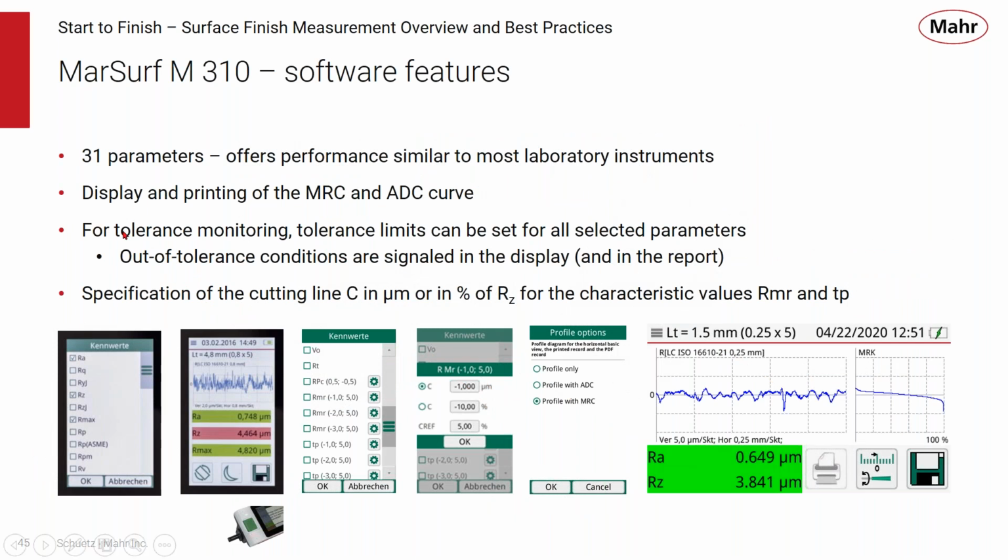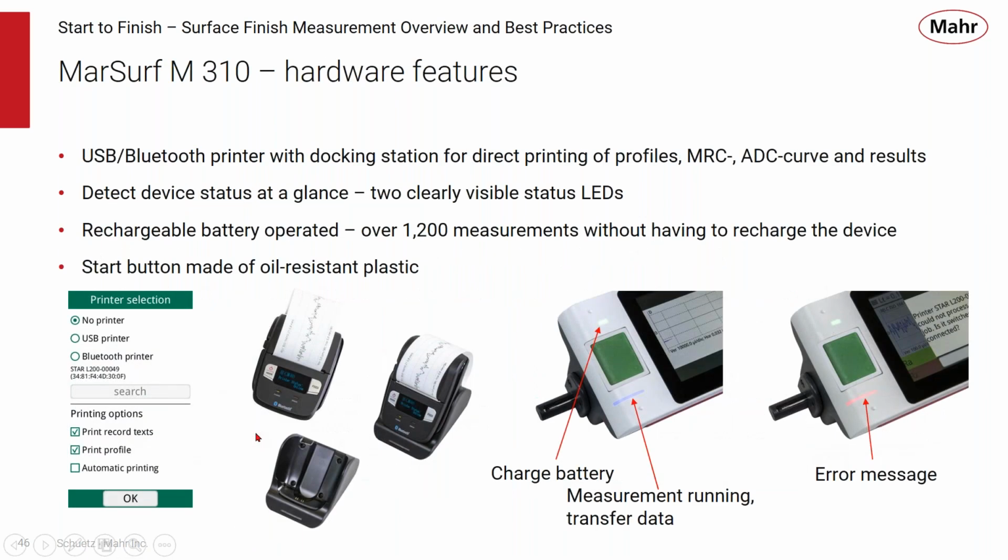Again, this has 31 parameters. It has the various amplitude density curve, bearing curves can be shown on the device, the ability to select tolerances, your surface finish parameters. So it has lots of capabilities, and with the large screen, it's very simple to use. We have the USB Bluetooth printer docking station, which can do our curves for us. We can look at the capabilities of the device status clearly.